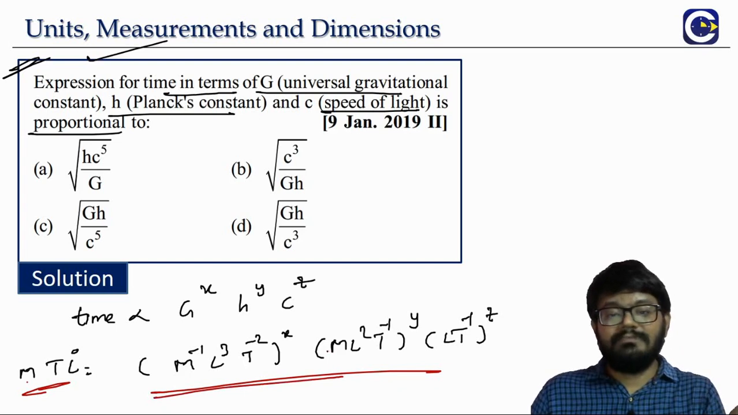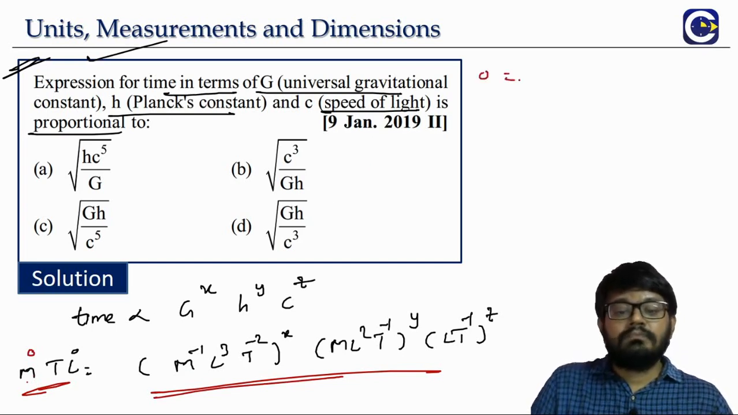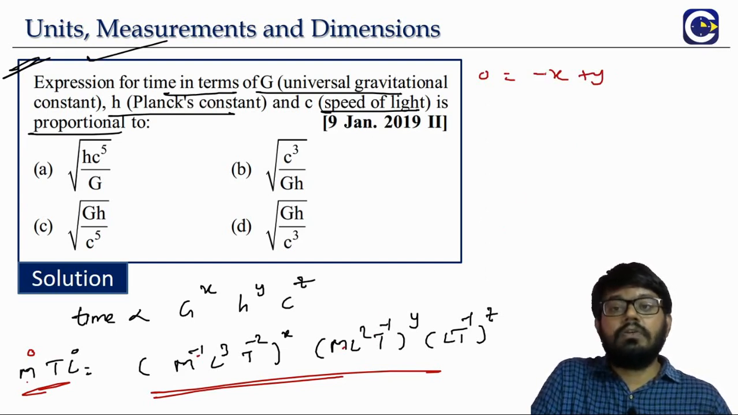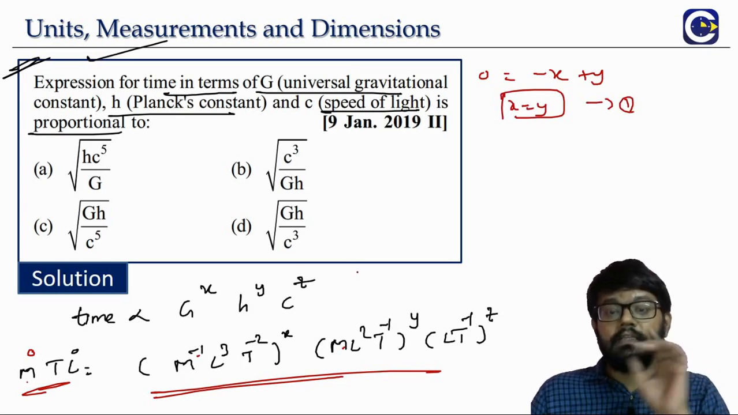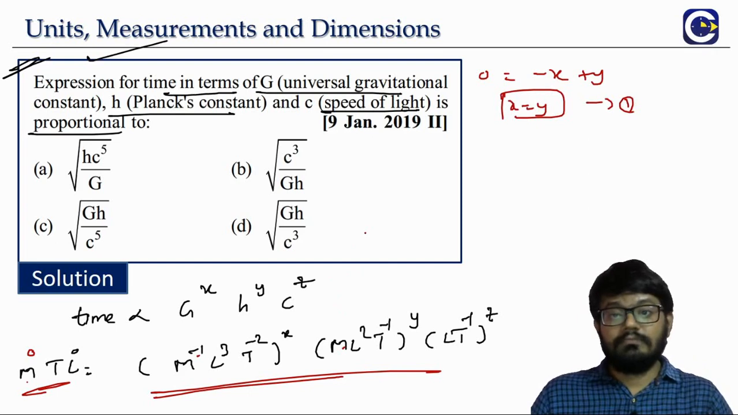You will have to be doubly careful. If I aggregate the powers, the power of M on the left side is 0, and that should equal the right side. M power minus 1 whole power x means minus x, and M power y. So this is my first equation: 0 is equal to minus x plus y, which means x is equal to y. The first area we have to be careful with is getting these equations, and then we have to solve them, so there are two chances where we could go wrong. We have to be doubly careful.